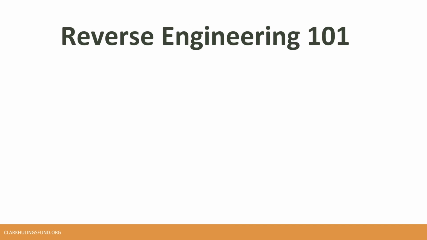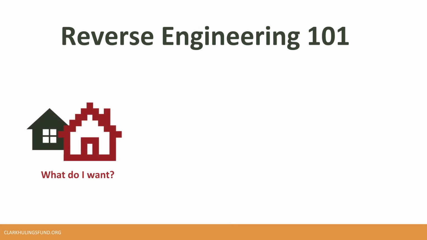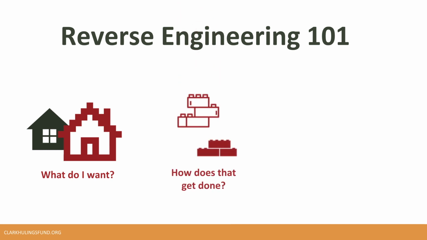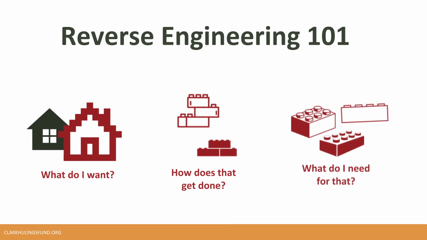To do that, we're going to learn a tactic called reverse engineering, which starts with asking, what is it we want? What do we want to create? What do we want to build? Well, maybe that's a house, and we need to ask, how does that get done? How do the pieces fit together? What are the items that go into building a house? And lastly, what do I need for that? Do I need a particular type of resource? Do I need help? Do I need money? Do I need to learn something? Do I need to take certain actions, etc.?